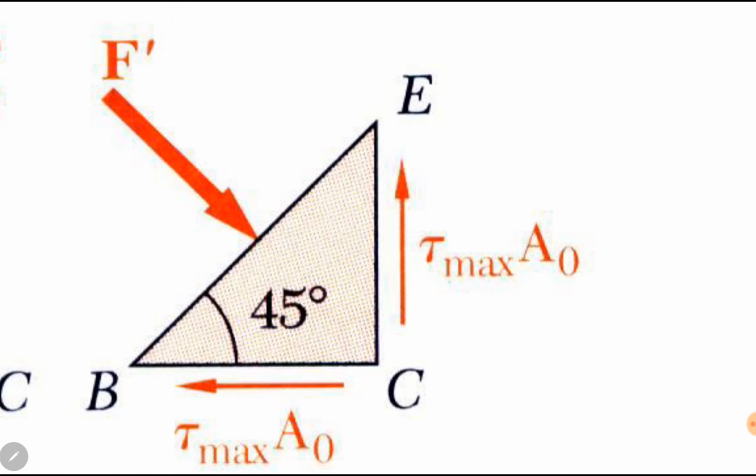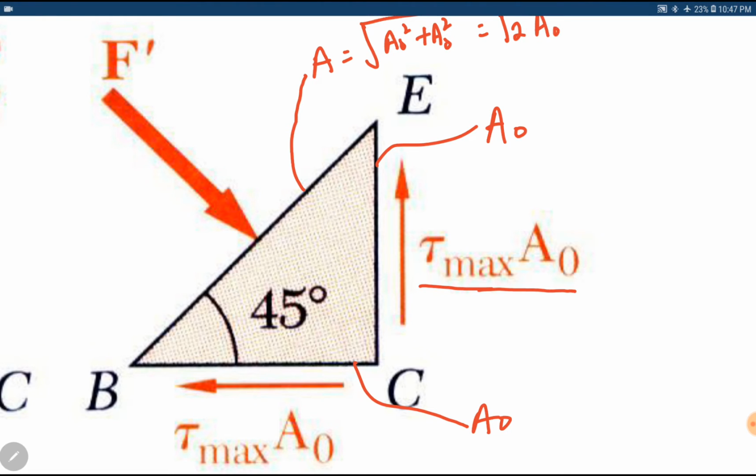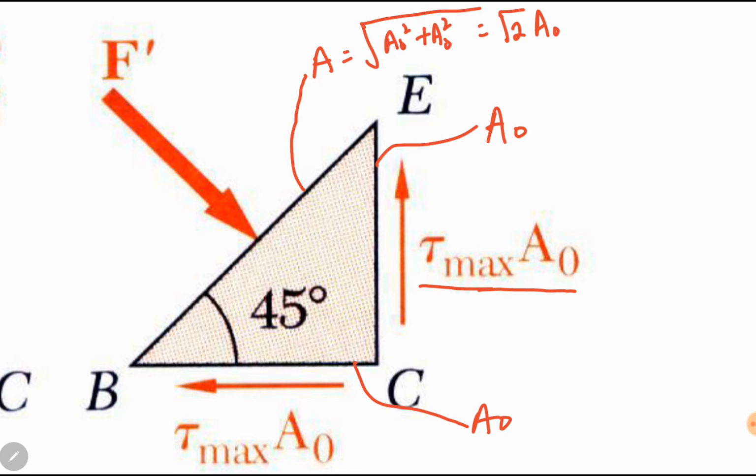The stress tau maximum can be converted into force if we multiply it by this area. This area is A naught. This area is A naught. This area is A, and A is equal to, by the Pythagoras theorem, the square root of A naught square plus A naught square. It becomes square root of 2 A naught. So A is equal to square root of 2 A naught.